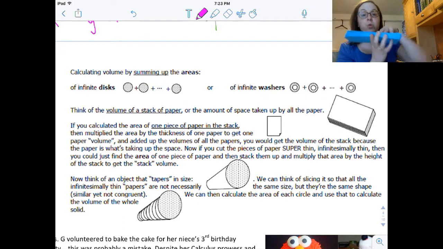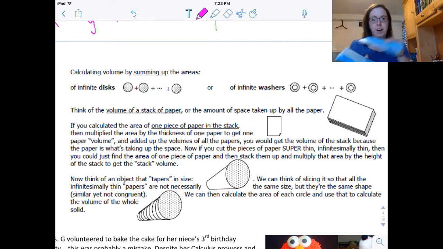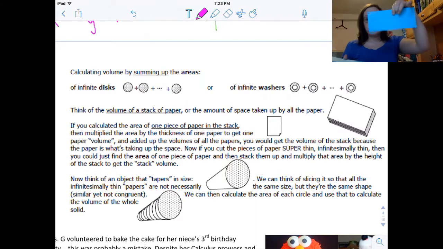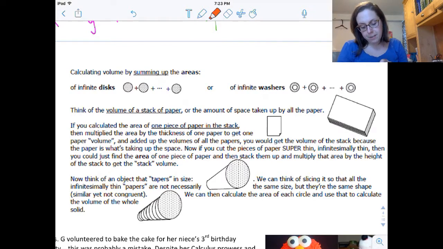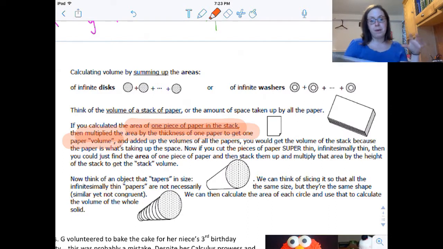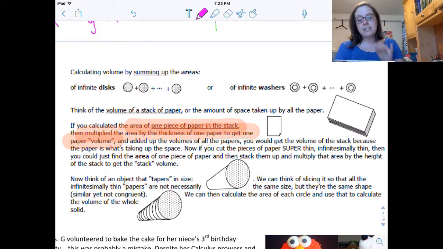When I layer them all up, I get the volume. And so the reason that volume is the accumulation of area is the same reason that volume is area of the base times the height. Your area of the base is this, and then you're stacking all of those up, and it gives you your volume. So this is really key here, okay? Think of the volume of a stack of paper. If you calculate the area of one piece of paper, and then multiply it by the thickness of the paper to get the volume, and add all those up, you will get the volume of the stack. That's what we're doing. So what I'm saying is anytime I'm finding volume, I'm accumulating the areas.